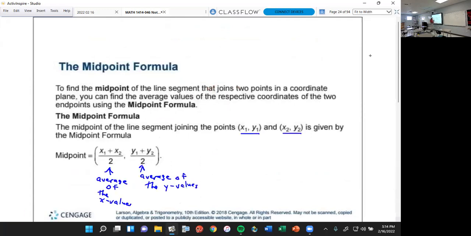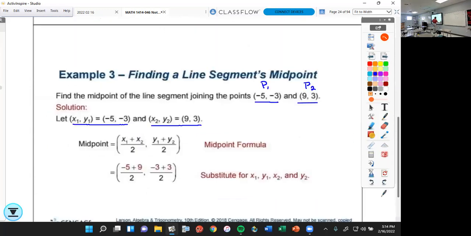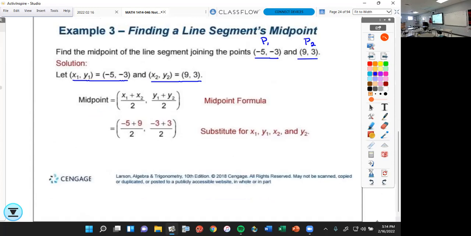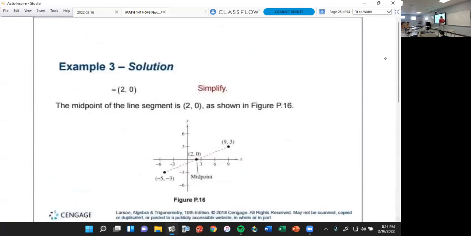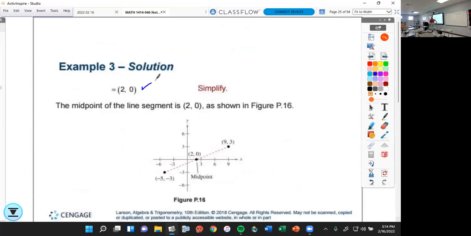They don't show a whole lot between there. So what I have now is -5 and 9. -5 plus 9 would be 4 divided by 2, comma, -3 plus 3, that's 0 divided by 2. And then reduce fractions always. 4 divided by 2 is 2. 0 divided by 2 is 0. So the point that's exactly halfway between -5, -3, and 9, 3 is the point 2, 0 as identified on this next piece right here.